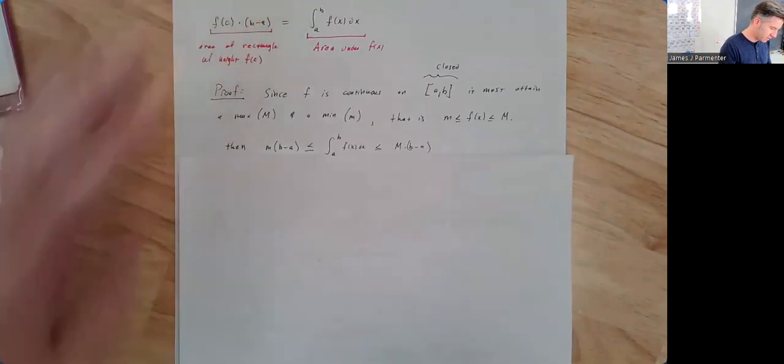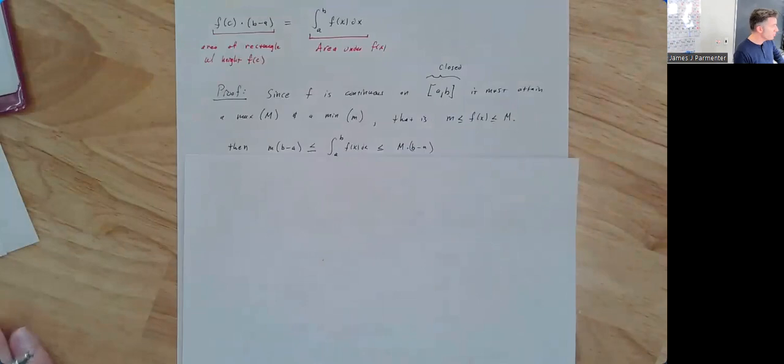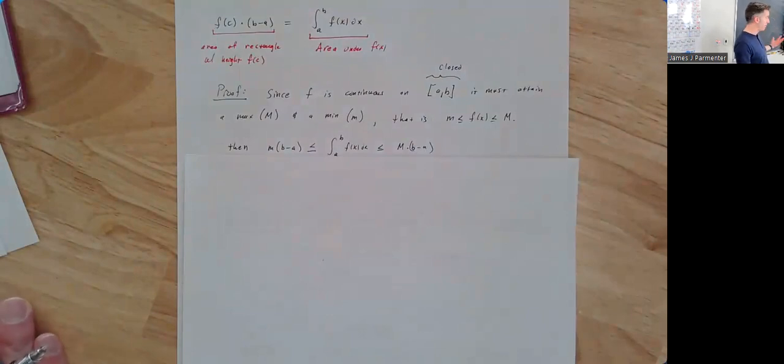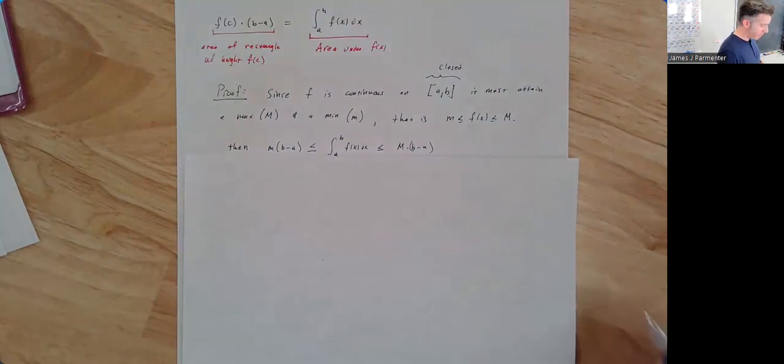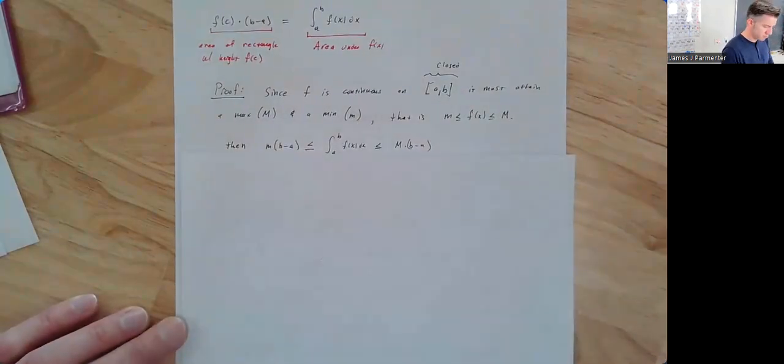So first things first. Since f is continuous on a closed interval, it has to attain its maximum and minimum. Last quarter, we probably learned the extreme value theorem, which does exactly that. If f of x is continuous on a closed interval, it has to get a maximum value, and it has to get a minimum value. No ifs, ands, or buts about it. So let's call the maximum value capital M and the minimum value lowercase m.